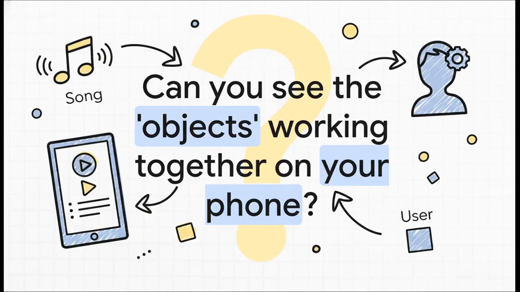So the next time you open an app on your phone, try to look at it a little differently. If you open your music app, can you spot the song object, the playlist object, the user object? Can you see how they all have to work together? See, object-oriented design isn't just about code. It's a way of seeing the digital world. And now, you can see it too.